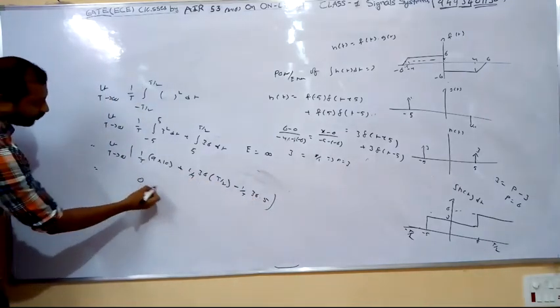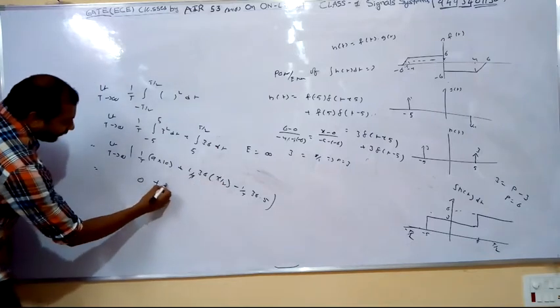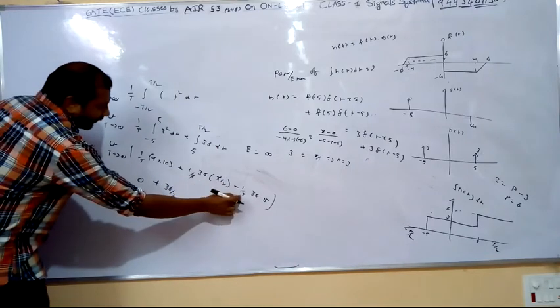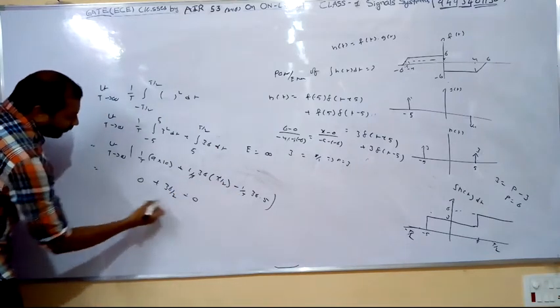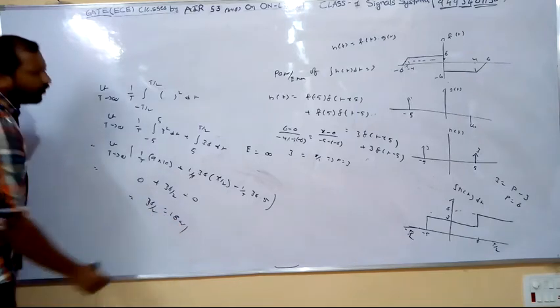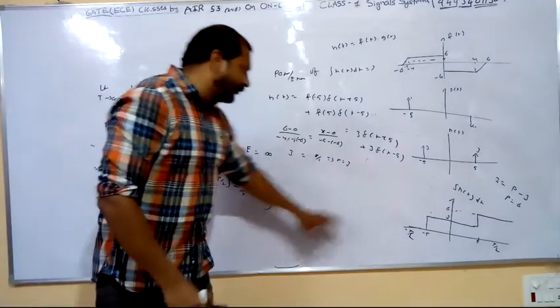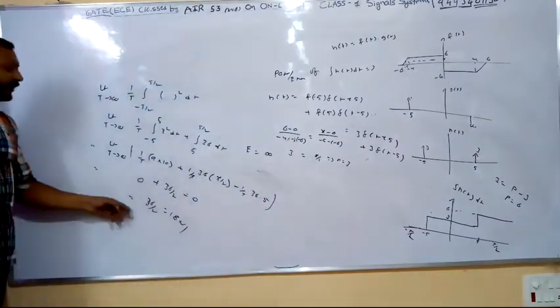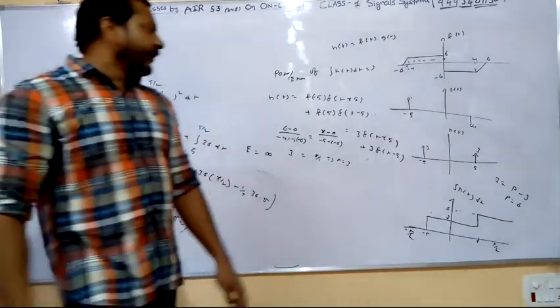As the limit T tends to infinity, because of this 1 by T this value is equal to 0. This T will get cancelled, plus 36 divided by 2, minus, because of this 1 by T this value also 0, minus 0. This is equal to 36 divided by 2, that is 18 watt. Like this you have to calculate.